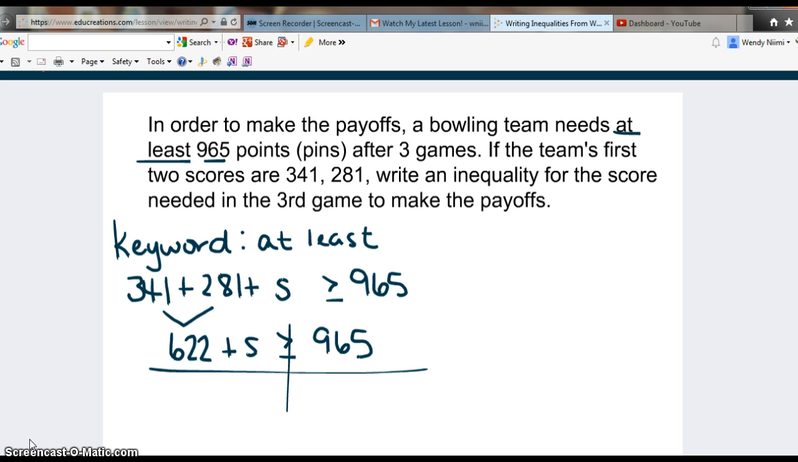So our next step is to create our t-chart, and then we're going to isolate the variable by subtracting 622 from both sides of our equation. That leaves us with S on our left side is greater than or equal to 343 points or pins. That's what they need to score at least in order to make the playoffs.